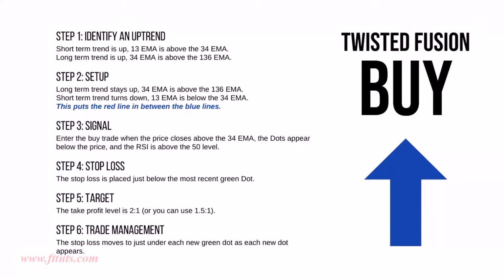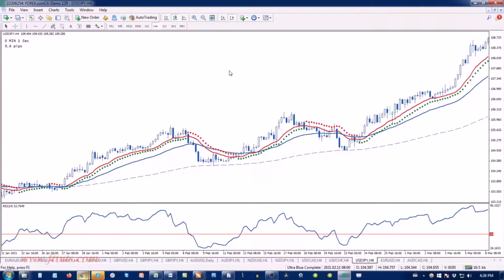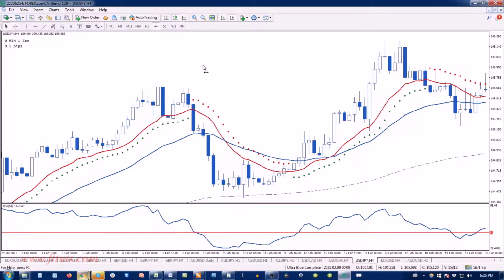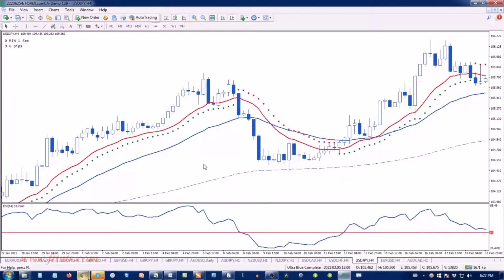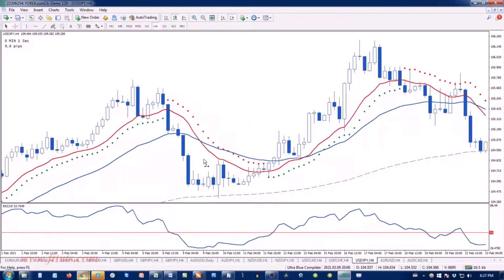So let's go to the chart. So we're at the US dollar Japanese yen. I'm going to zoom in just a little bit and we'll take a look at that process again. Step number 1 is identify the trend. And in here we've got the short-term trend above the long-term trend. So we have those moving averages in order. 13, 34, 136.